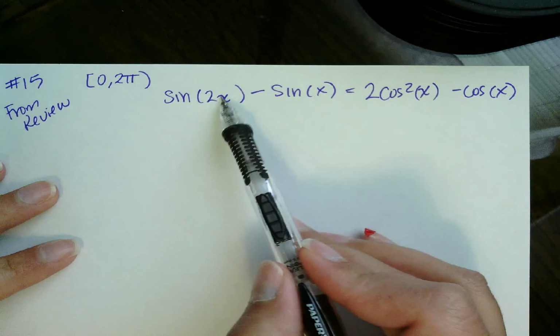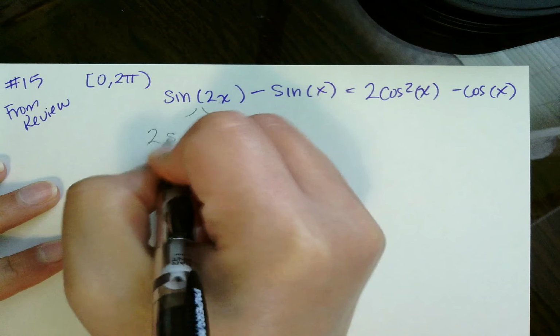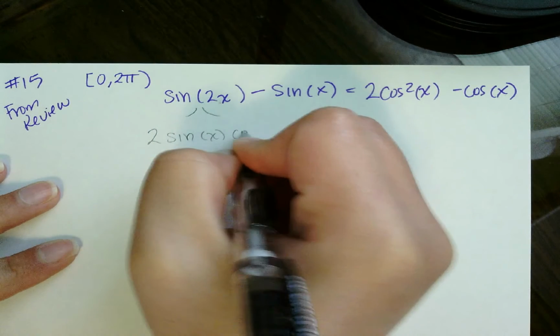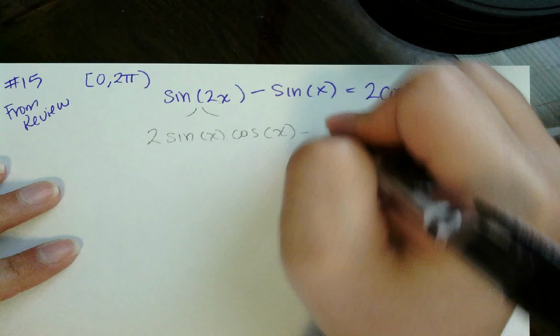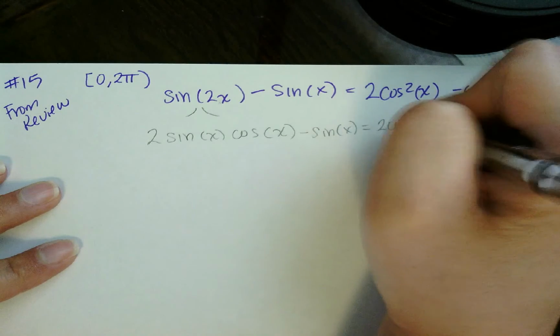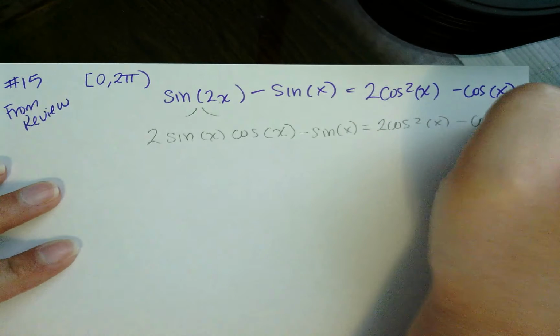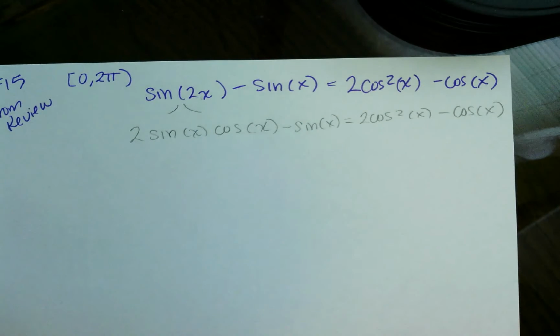Alright, so your goal is to get down to the same types of angles, so x, x, x, 2x. So we're going to have to rewrite this guy as its identity. That's 2 sine of x cosine of x. Alright, and now you have sines and cosines. This is a good one to do.